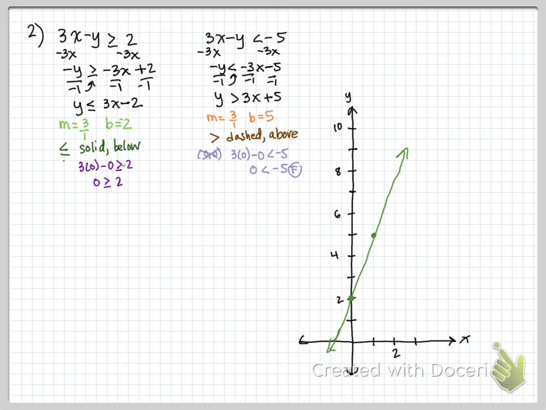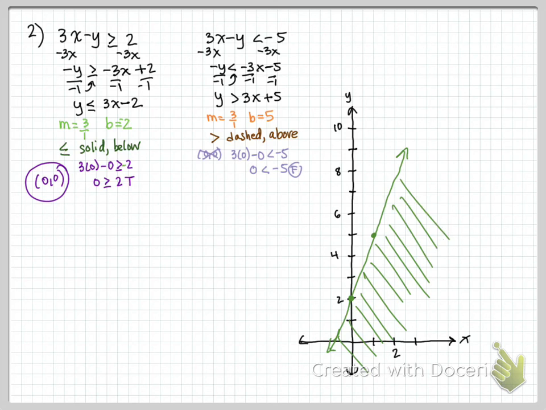Let's try this again. So that is true. So then 0, 0, I'm going to shade over. Okay, now that's making more sense. So I'm going to shade below. It is going to cover 0, 0.